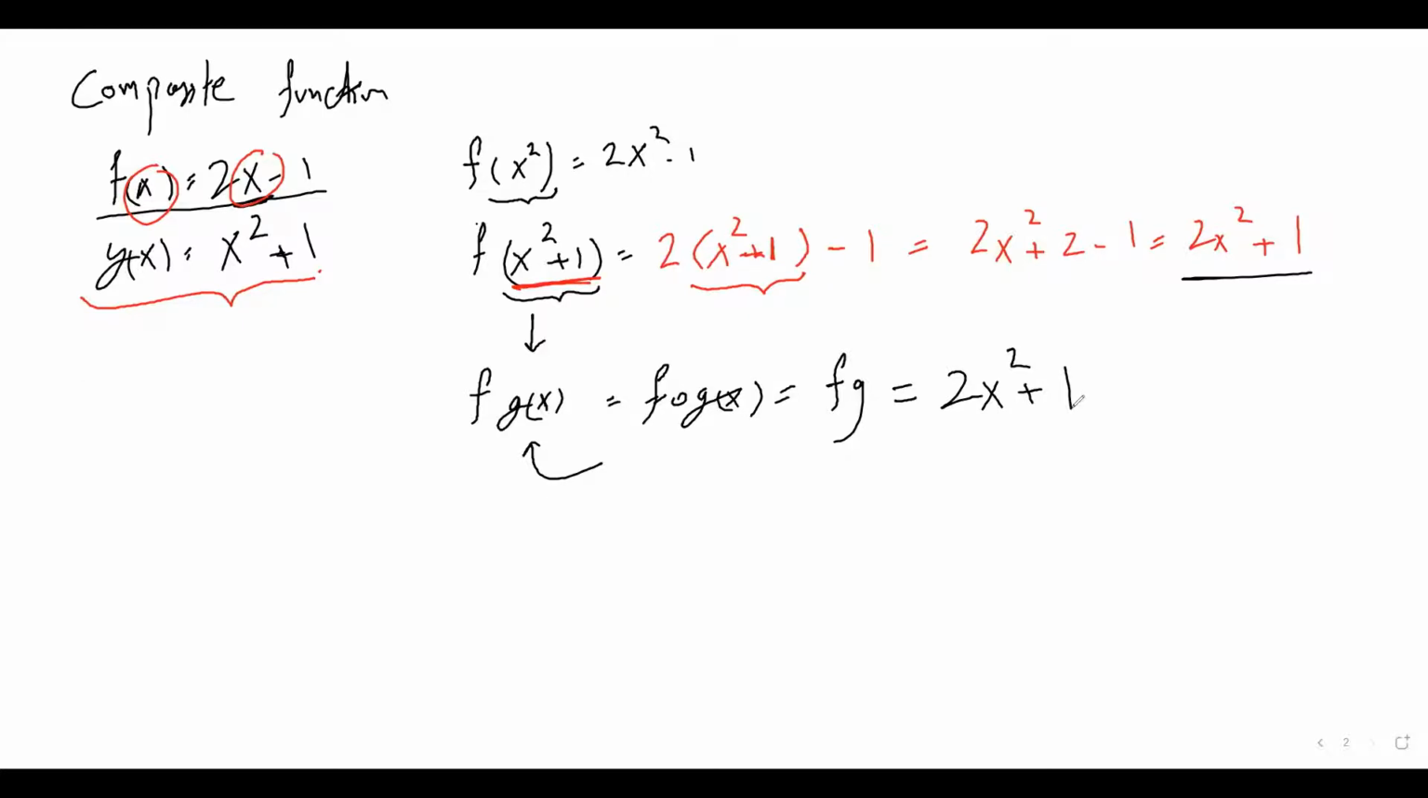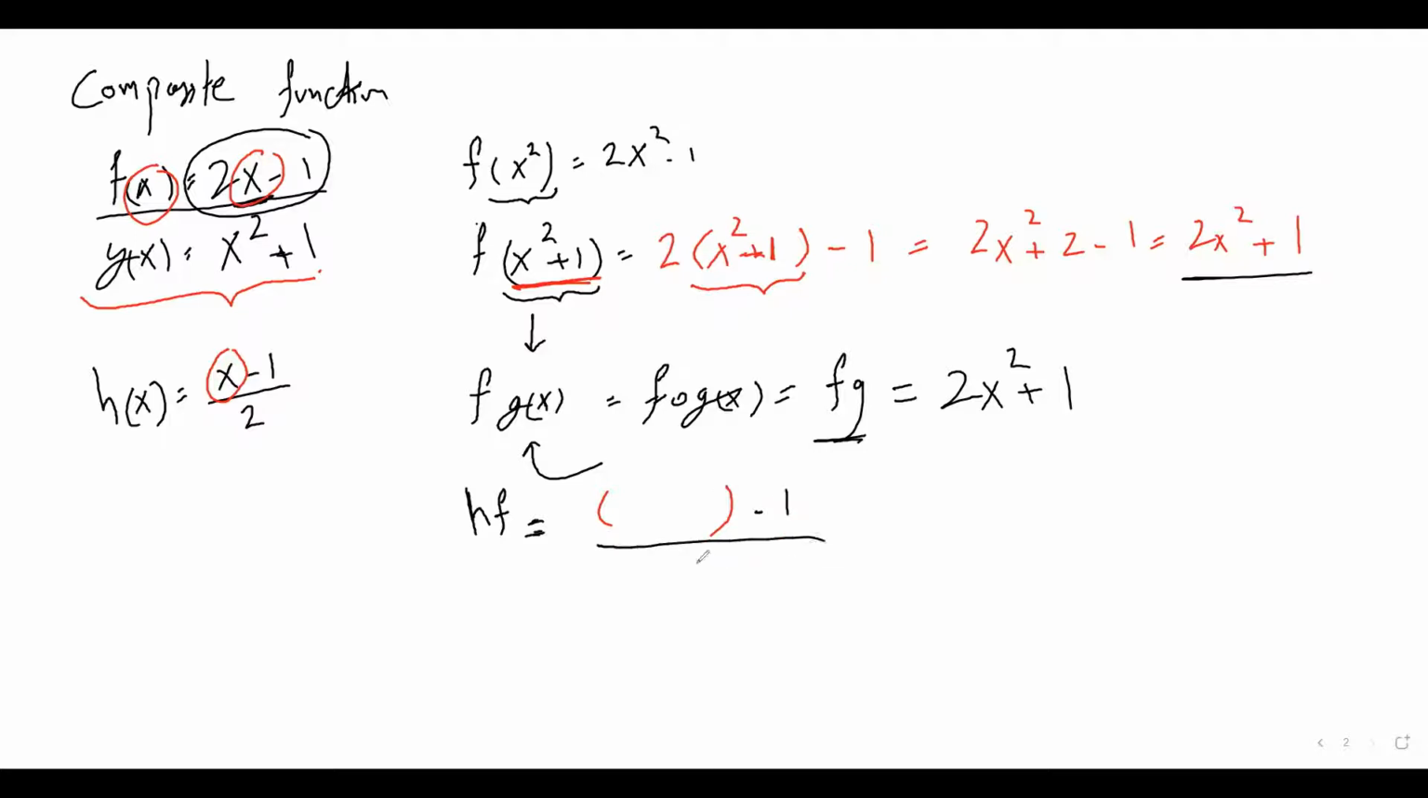Let's do a couple more examples. I'm going to define another function, h of x, which is (x minus 1) divided by 2. If I ask you to find h of f of x, or hf, I'm going to use the last notation from now on. The f is 2x minus 1, and wherever you have x in h of x, you have to replace that with f of x, which is 2x minus 1, and the rest is the same, minus 1 divided by 2.